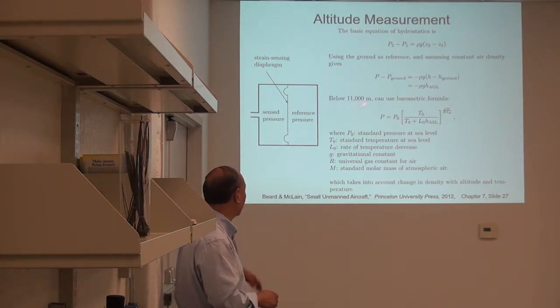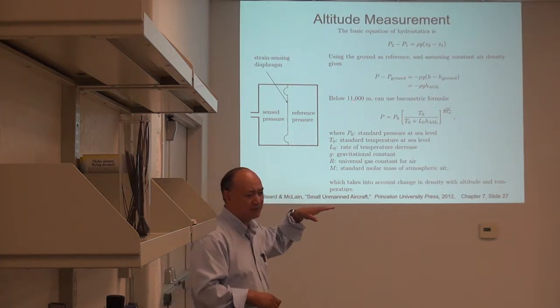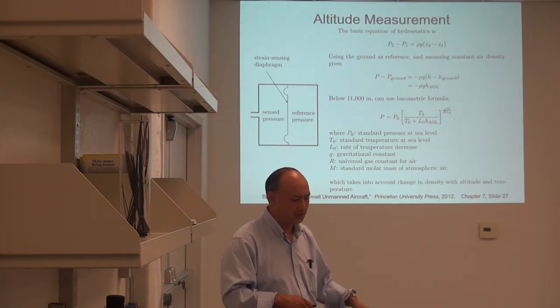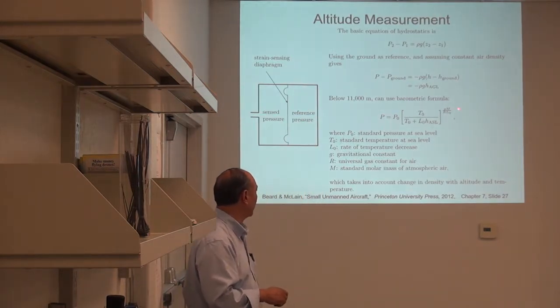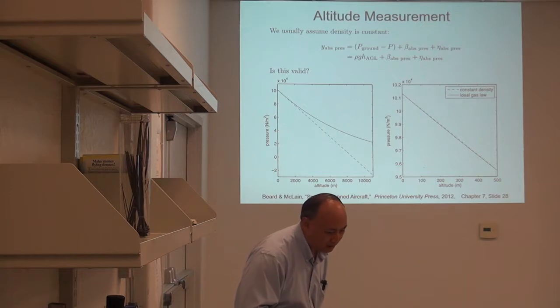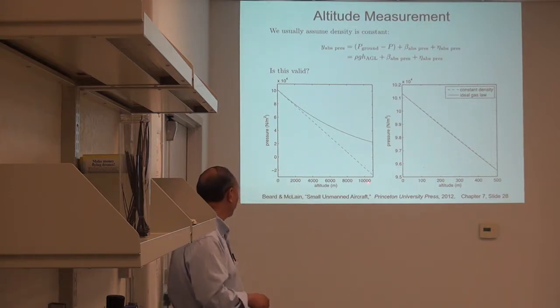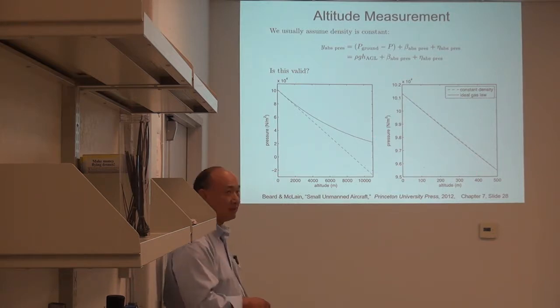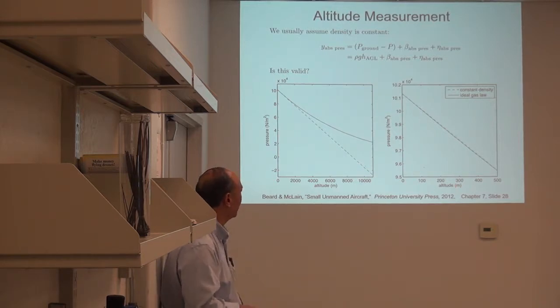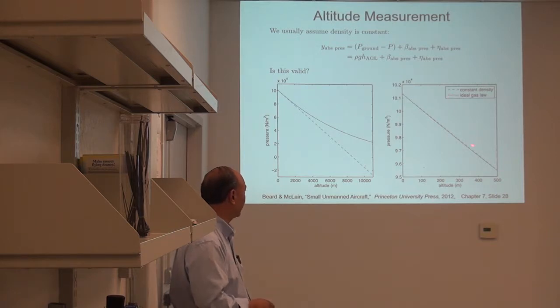So below 11,000 meters, there is a very interesting equation, already calibrated, like this equation. So it is quite linear. You can see here, if you fly less than 500 meters, it is very linear, altitude versus pressure. So remember, this is very, very accurate.